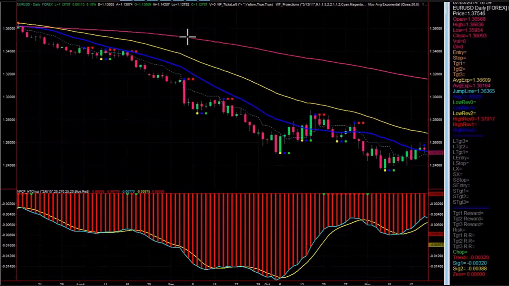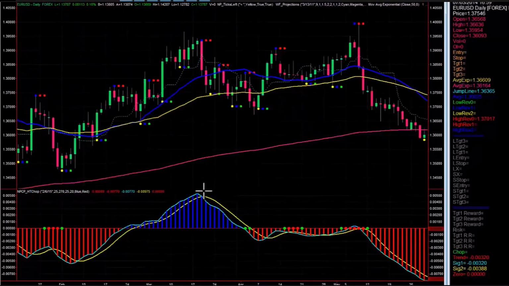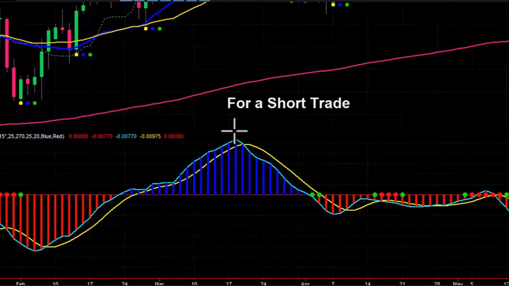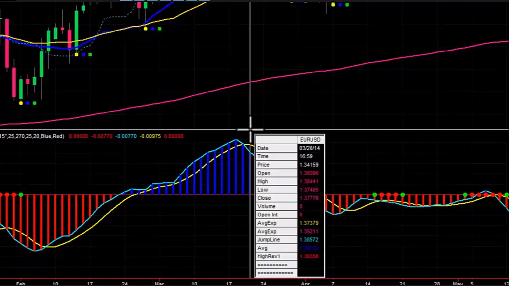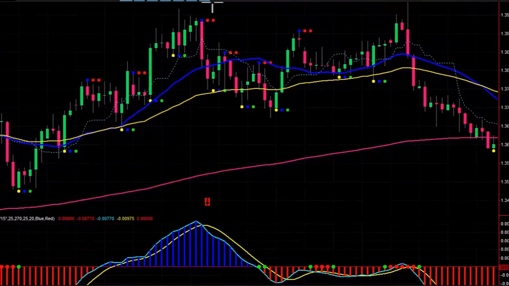The other thing that has to happen with a counterpunch trade is that the high trend chop indicator has to be in the blue, and then the cyan line has to cross over the yellow line and close. That is one of our confirming indicators for the counterpunch trade.